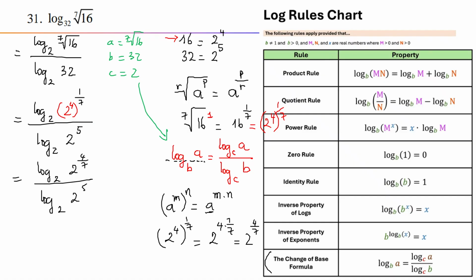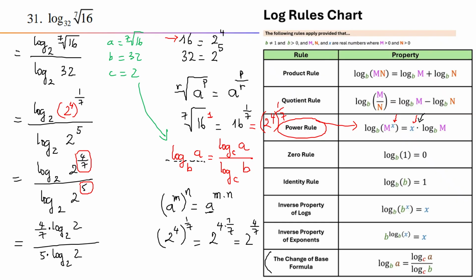Now we will apply the power rule right here. So you see that if you see the power, you can move it in the front. Okay, so this is my power, I can move it in the front. So I will have equal 4 over 7 log base 2 of 2 over 5 log base 2 of 2. This is multiplication, okay? As you see, this is the multiplication.